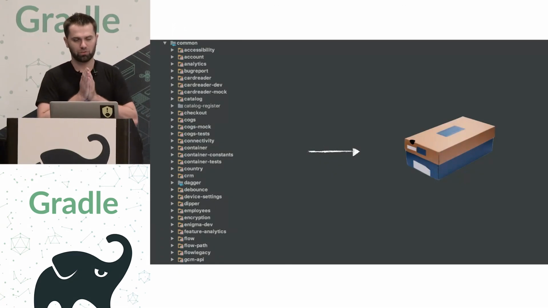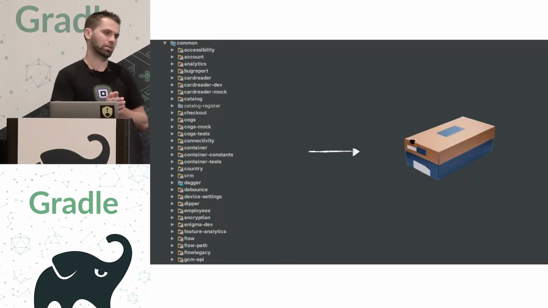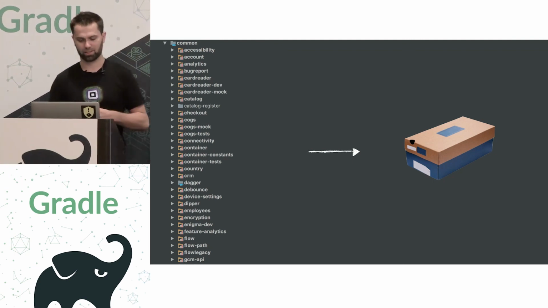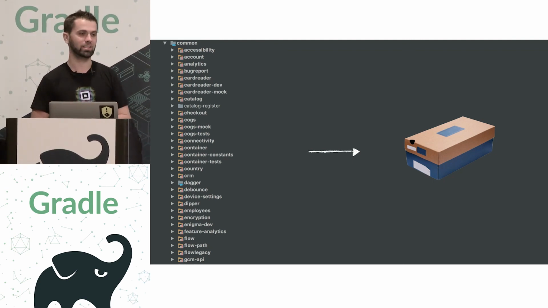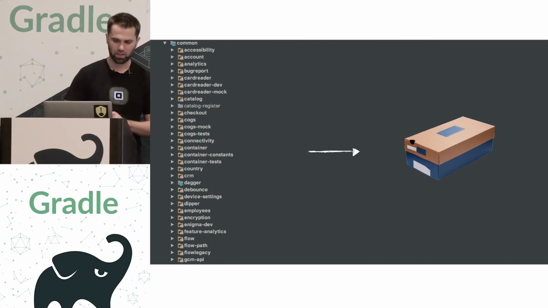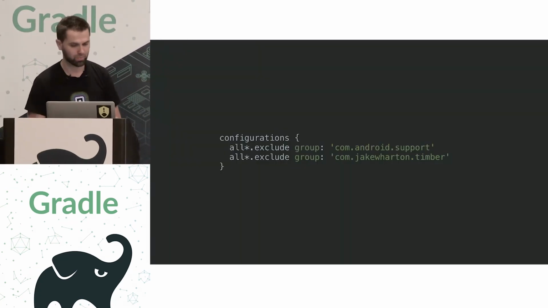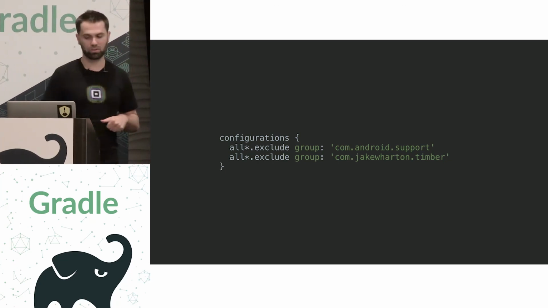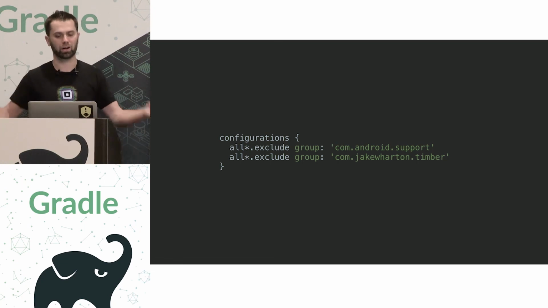We still have the issue of duplicate classes, right? We're still embedding all of our dependencies, including public libraries. But now, at least, the errors are going to show up at compile time because all the classes are visible. So how do we get rid of that issue? Well, we just need to exclude those dependencies from our AAR.